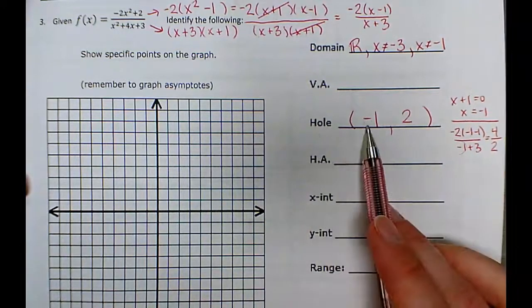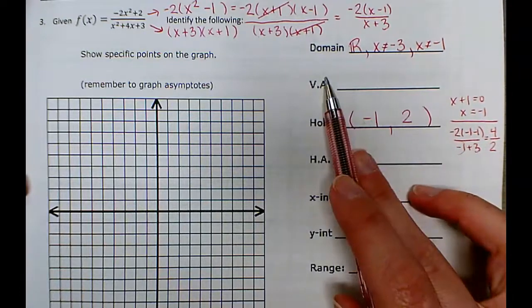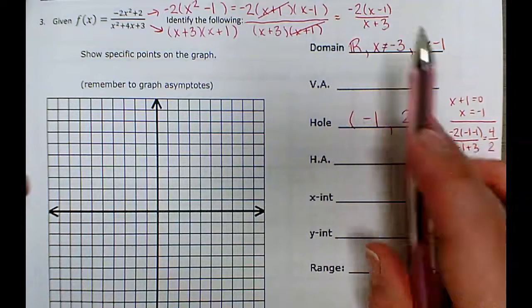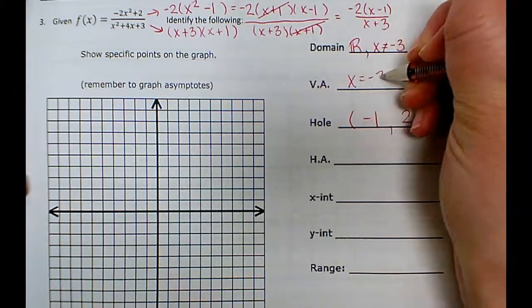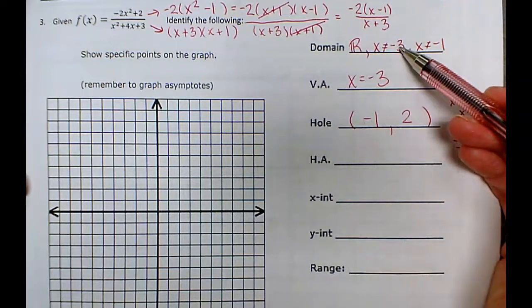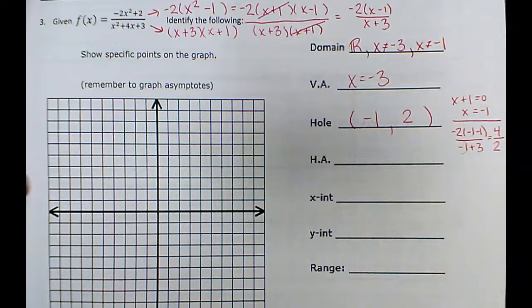If the hole has an x value of negative 1, and that's what we took out here, then the vertical asymptote comes from the remaining factor. So if x plus 3 is 0, then x equals negative 3 is the vertical asymptote, which makes sense because that's what we took out of the domain. So all of these need to line up. And they all come from the denominator.